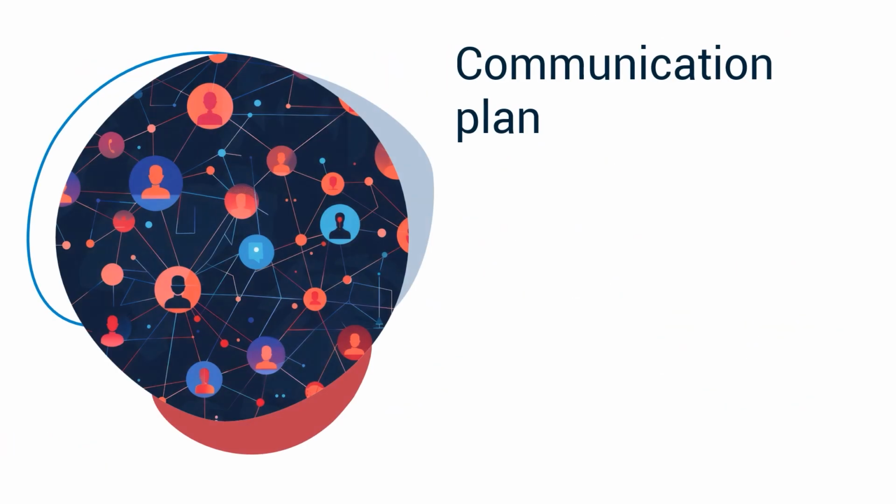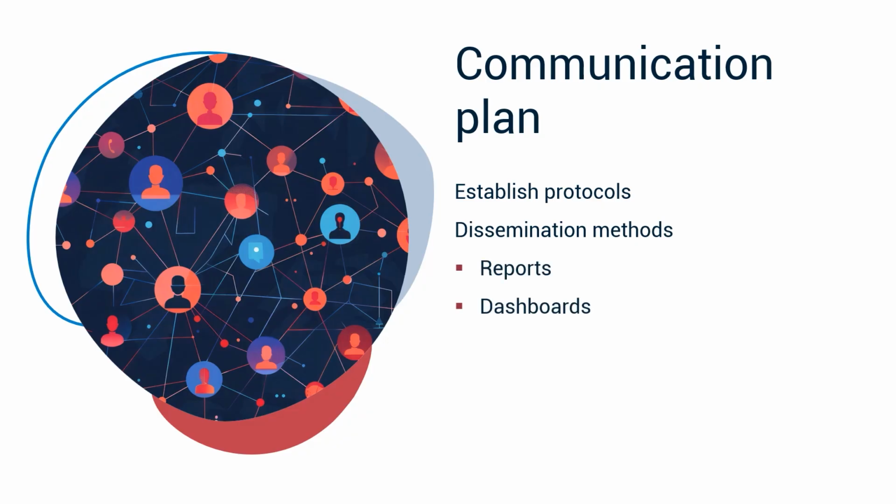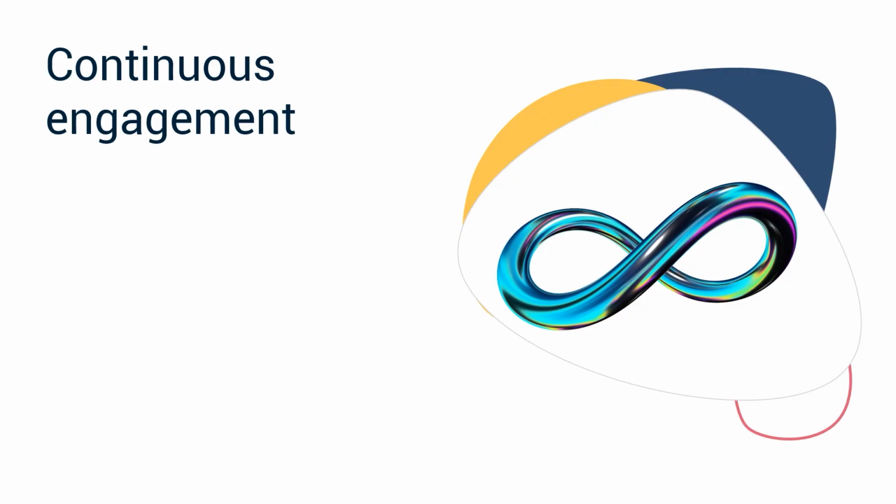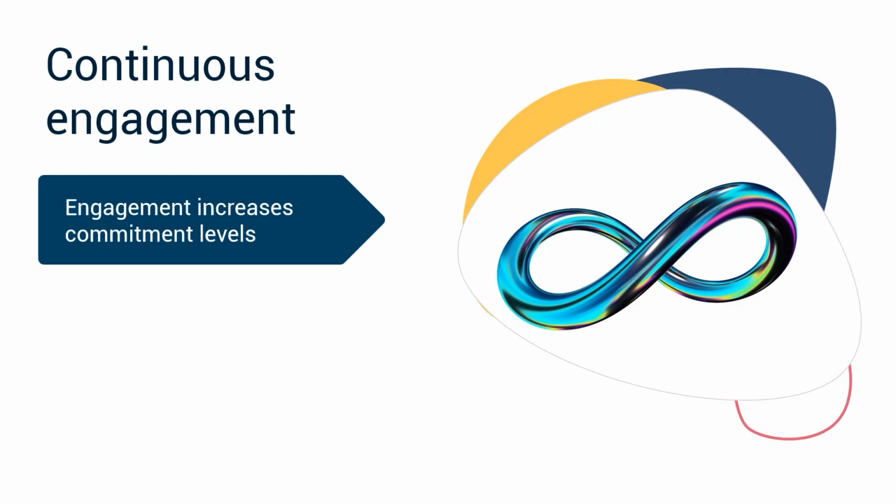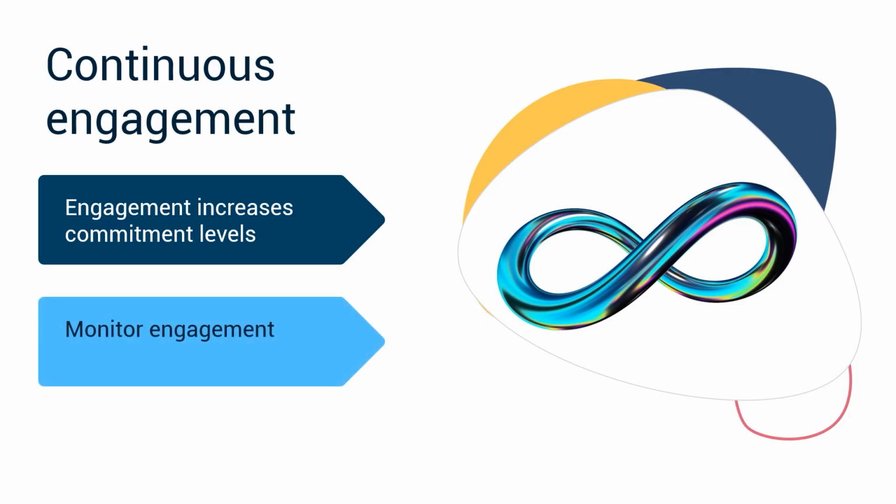As a program manager, one of your main responsibilities is stakeholder communication. You will create a communications plan by establishing protocols to disseminate information through methods including reports, dashboards, websites, and meetings. You will also need to establish appropriate feedback mechanisms to gather stakeholder input. When developing your stakeholder management strategies, you should factor in continuous engagement to ensure commitment and address issues that may arise. You will also want to monitor their engagement and performance against program objectives regularly.